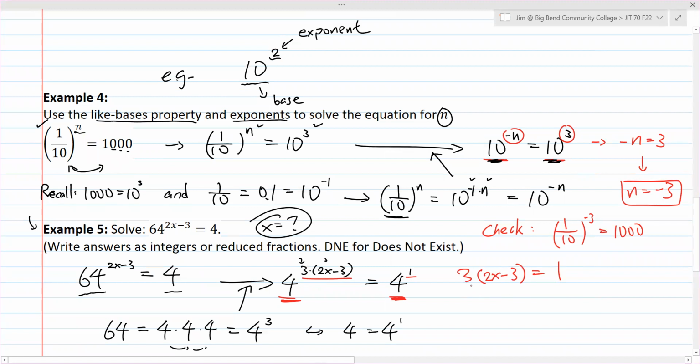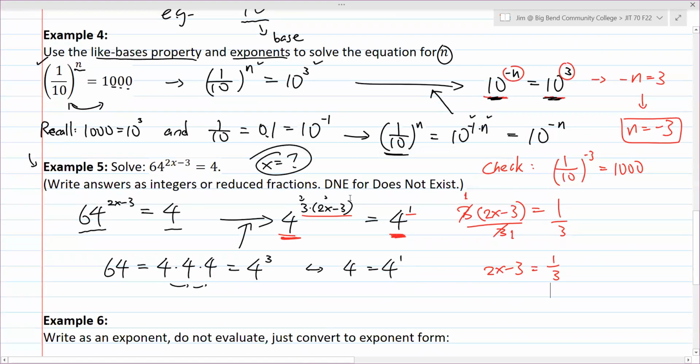All right, and then the rest of the work will be just the algebra work. So we'll do it quick, because we have learned how to handle this algebra already. So 3's are divided out, which gives you 2x minus 3 equals 1 over 3. And then next, we will add 3 to both sides of the equation. Then these two numbers cancel, and you get 2x equals 1 over 3 plus 3.